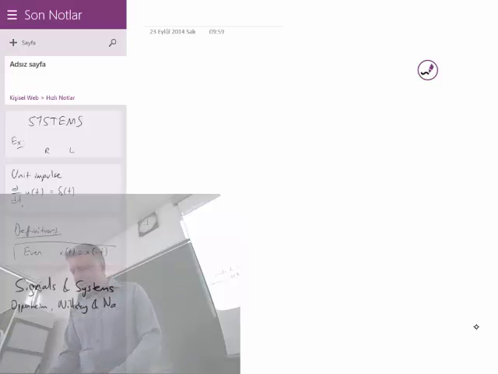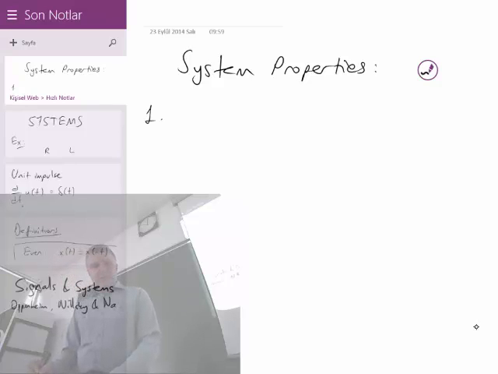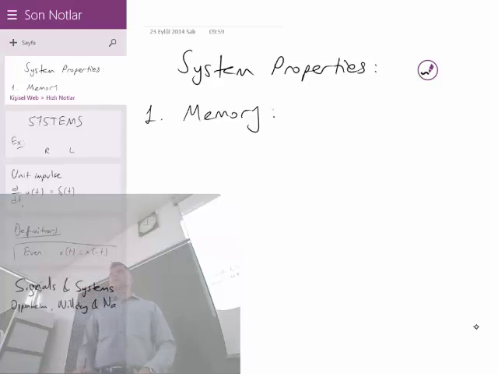The first property, so the title is System Properties. The first property of interest is memory. The system could be memoryless or with memory. Okay, there are two choices. It is either with memory or it's memoryless.